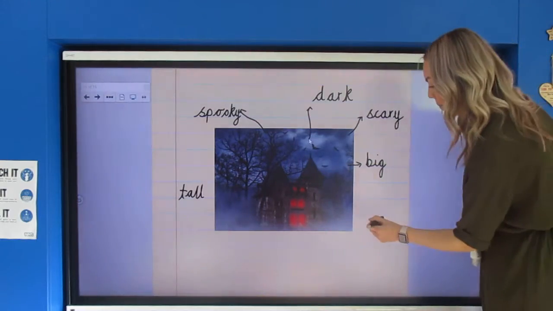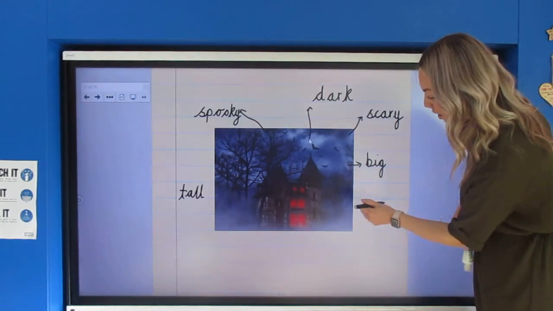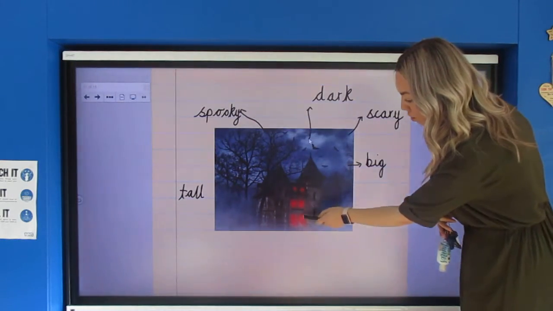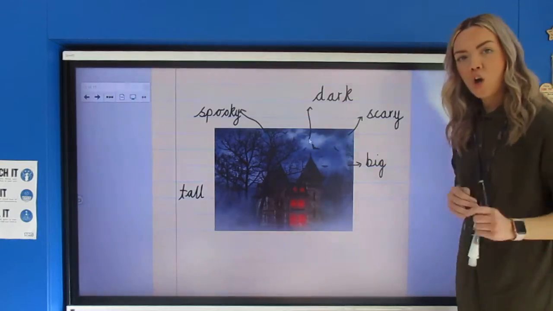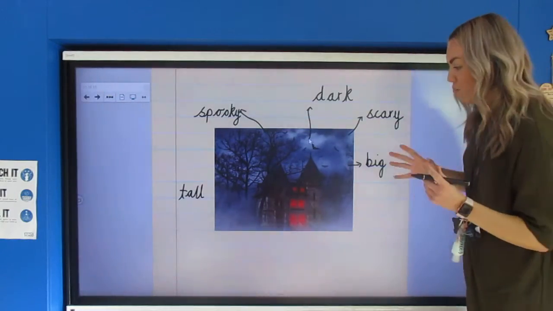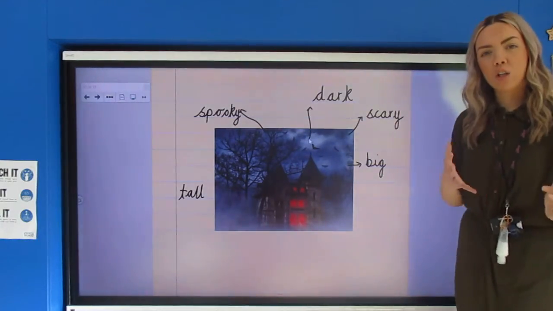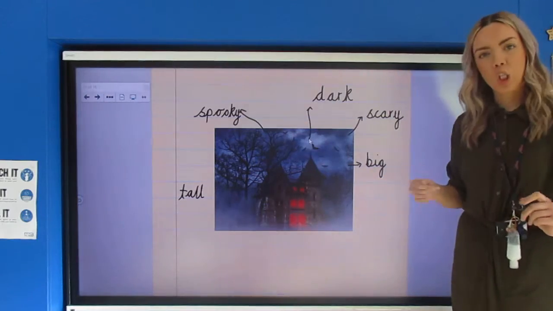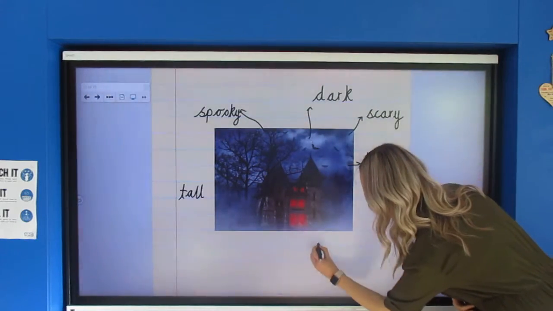Eerie, good one. So we've got eerie as well. How could we describe, look at the windows, red, couldn't we? Red windows, glowing, red glowing windows, okay?